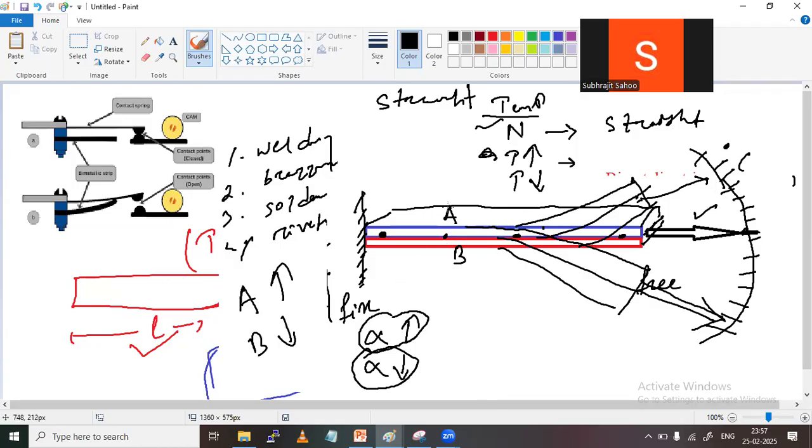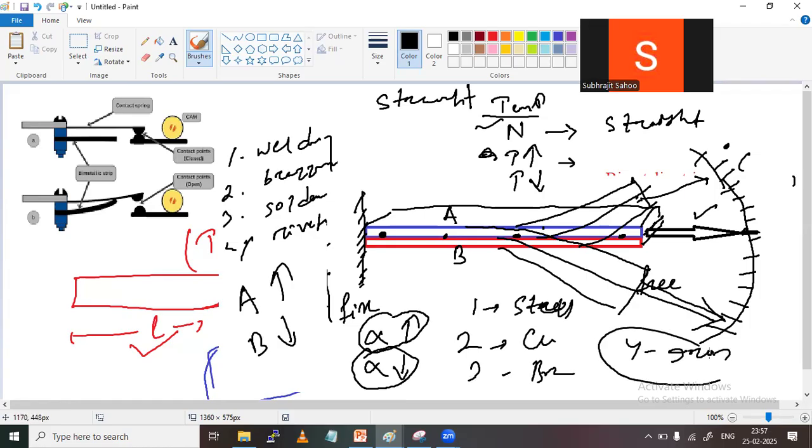Sir, what is the metal for A? What is the metal for B? We can choose several metals, but based on the properties which are very essential, or very suitable, for temperature measurement, we can take those types of materials. What are those materials, sir? Number one, we can take steel. Number two, copper, number three, brass. Number four, also iron. Like this, 3-4 metals are available, having different alpha values.